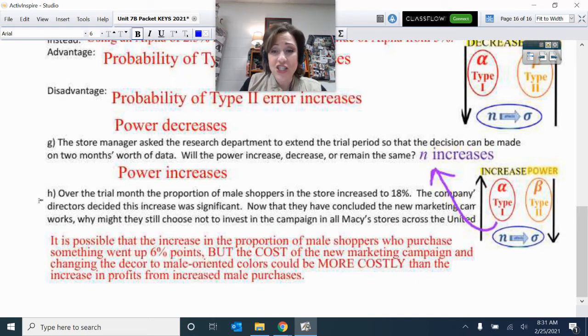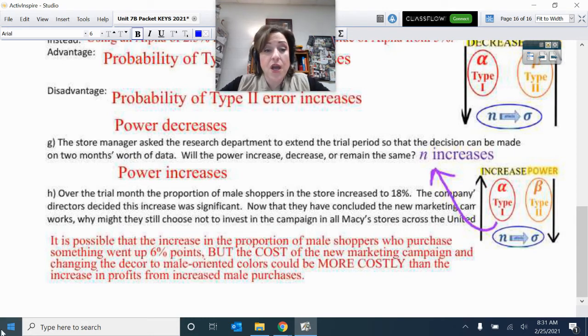All right, so this is a question where you just have to use some common sense. You're expected to use your worldly knowledge of what's going on to figure out what that is. It says over the trial month, they did conclude that the proportion of purchases increased to 18%. So why might they still, even though that happened, choose to not go with the whole new campaign and invest in that?